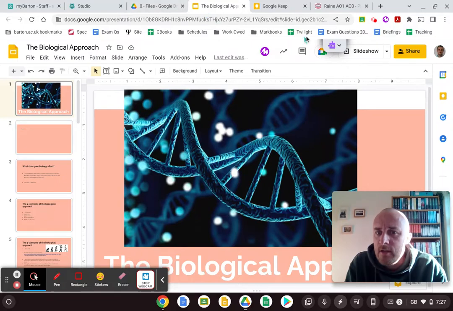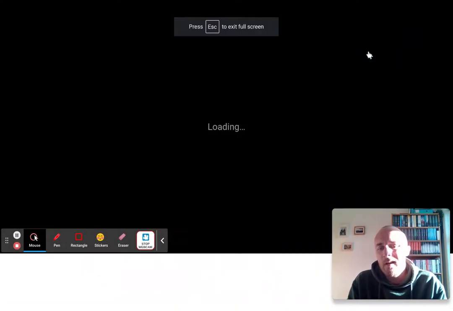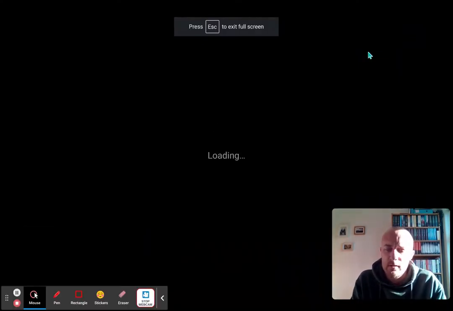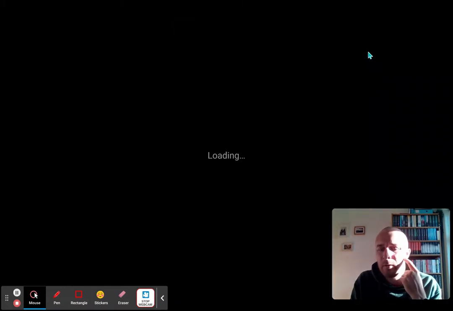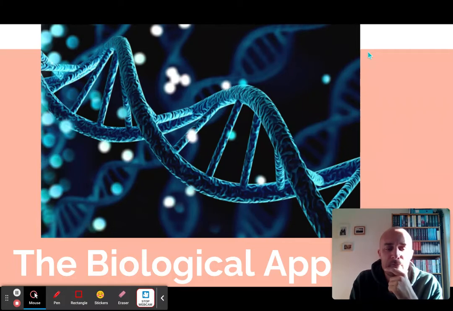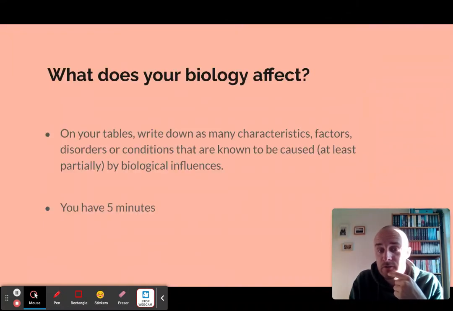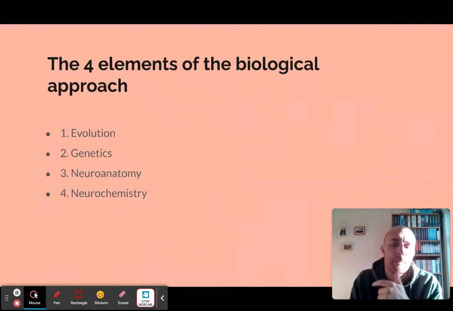Biological approach today. So probably, in my opinion, one of the easiest approaches that you have to describe and evaluate. In terms of AO1, it's pretty straightforward, right? You need to know the four subsections of the biological approach. So these are the four that you are looking at: evolution, genetics, neuroanatomy, and neuro/biochemistry. So you do need to know those four.